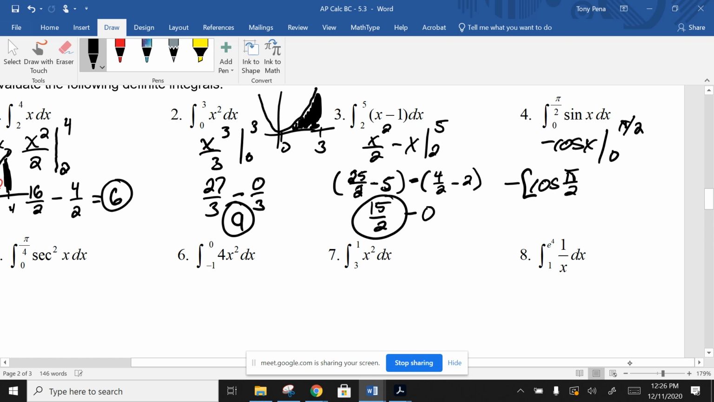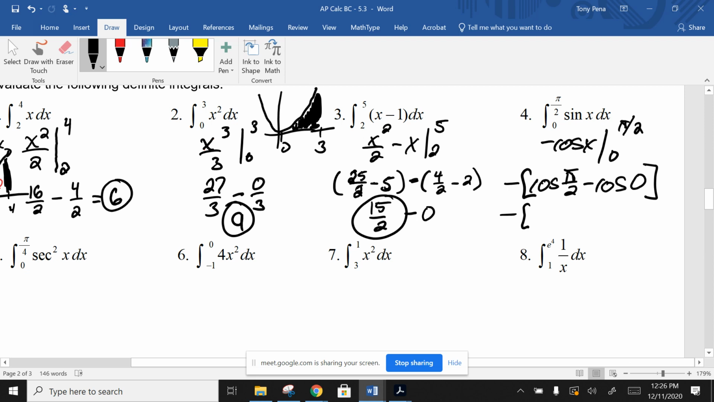So I'm going to do cosine of pi over 2 minus the cosine of 0. If you want to leave the negative with the cosine, not terribly difficult. But I like pulling it out so we don't get too many sign changes happening inside. So whatever we get now inside, we're just going to multiply by that negative that we are ignoring currently.